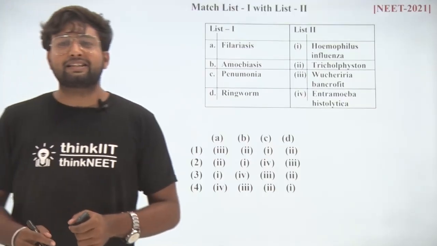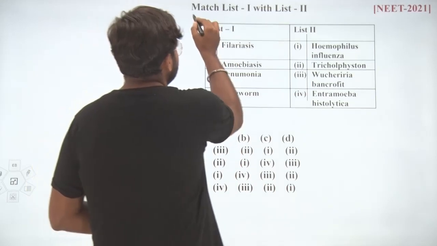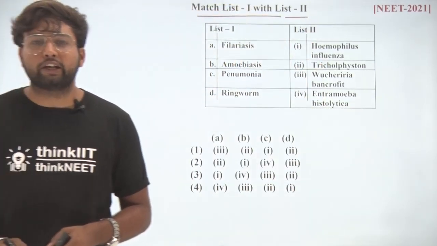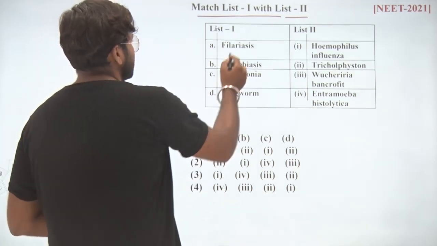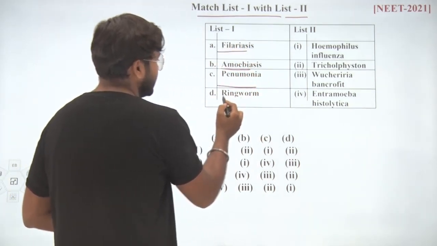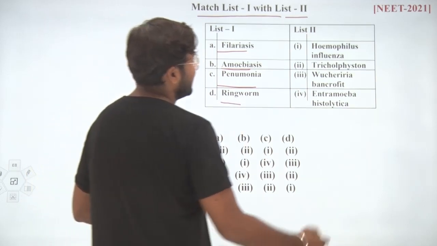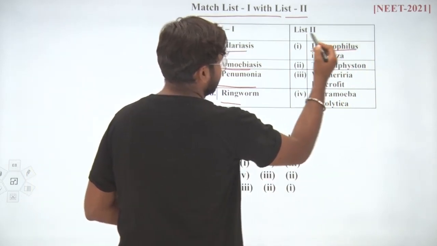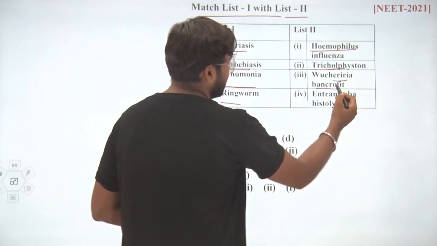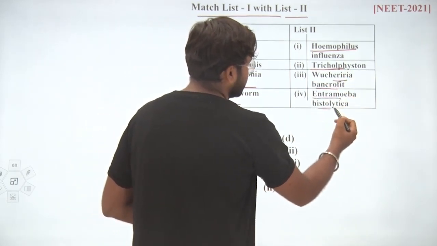Okay, students, let's have a look toward the next question. The question is, match the list first to the list second. It is a question of NEET 2021. The list first is filariasis, amoebiasis, pneumonia, ringworm. Whereas the list second is Haemophilus influenzae, Trichophyton, Wuchereria bancrofti, Entamoeba histolytica.